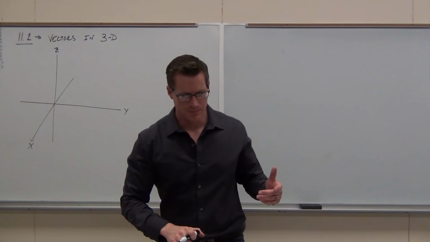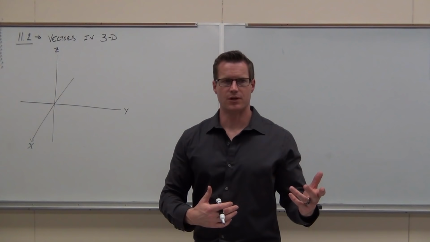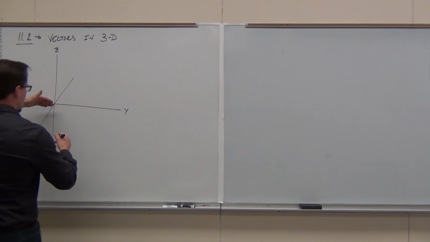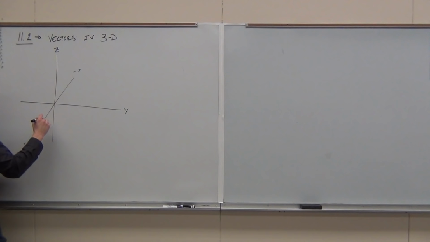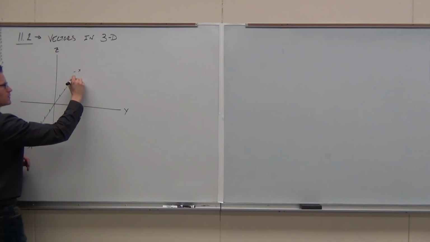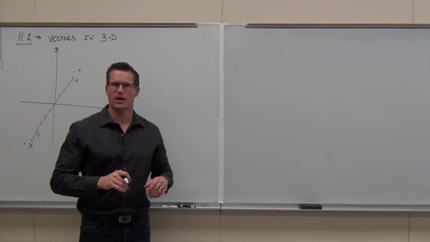The first one is, where are our positive numbers and where are our negative numbers? So here's where they are. The positive numbers for X are coming this way. So this is the positive X, and this would be the negative X. So here's 1, 2, 3, 4, -1, -2, -3, -4. Where do you suppose the positive Y is, to the right or to the left?